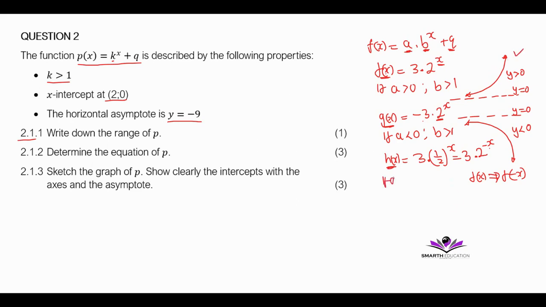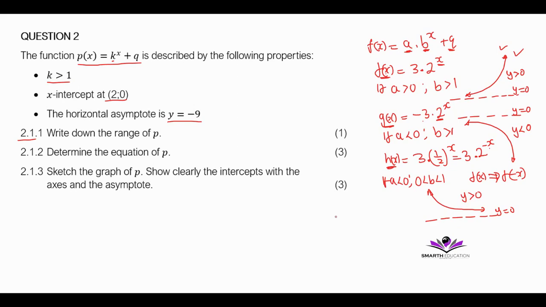If a is greater than 0 and b is greater than 0 but less than 1, the graph is a reflection of this graph about the y-axis. So it's going to be shaped like this. It's a decreasing graph, but it is above the asymptote y is equal to 0, meaning that the range is y greater than 0.